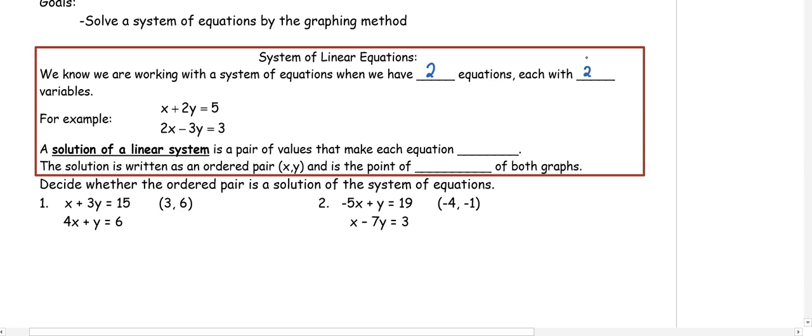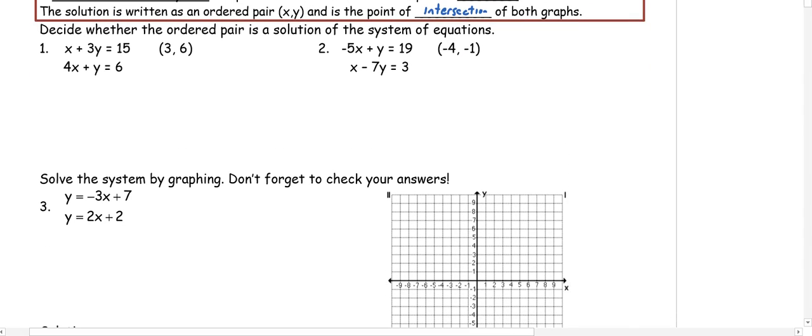A solution to a linear pair is a pair that makes each equation true. The solution, an ordered pair, is written as x comma y and is the point of intersection when we get to graphing. In 1 and 2, we're going to determine if the ordered pair is a solution to the system. We substitute the x and y values in for x and y in both equations and see if they're true.